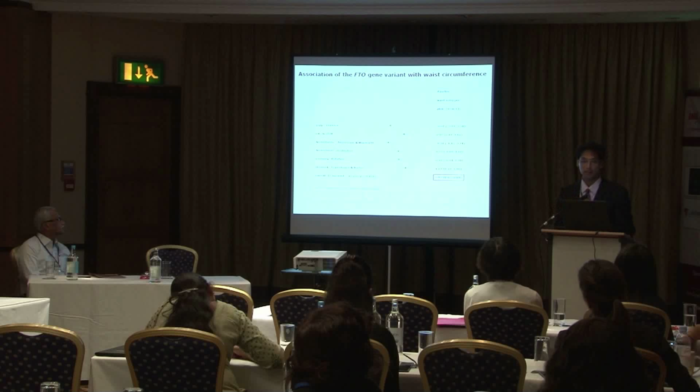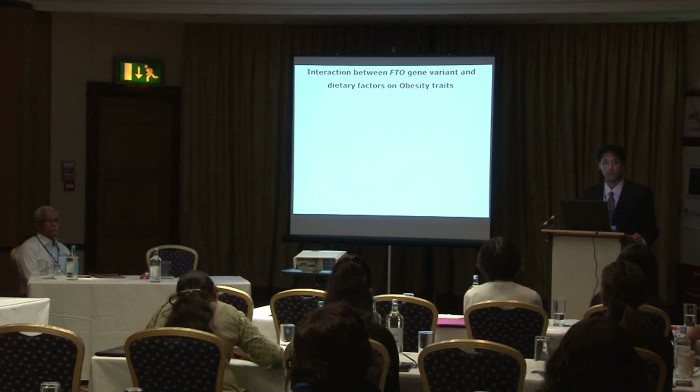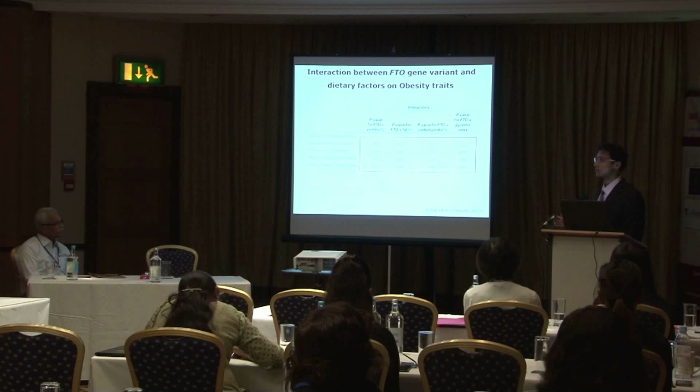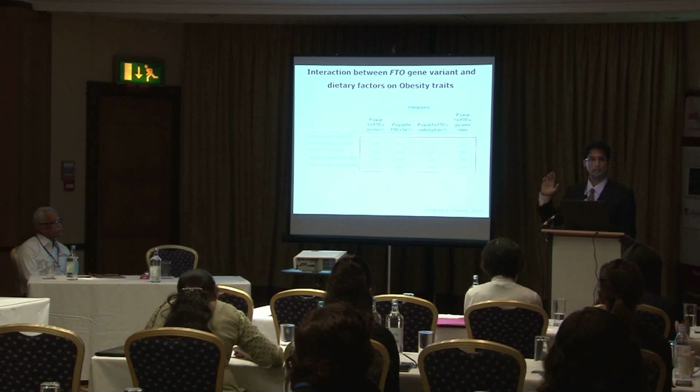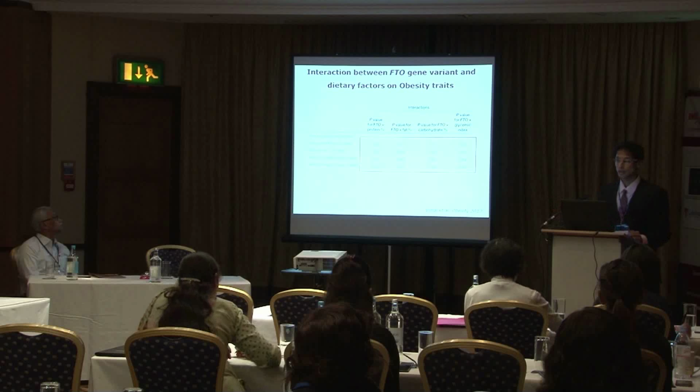So having seen that the main effects were statistically significant, next we went on to test for the interaction effects. We tested for the interaction with protein percentage, carbohydrate percentage, fat percentage, and glycemic index. And to our surprise, we found that none of the interactions were statistically significant. These numbers that you see over here are the p-values for interaction. And we found that the FTO gene-dietary factor interaction was not statistically significant. So on one side, we see that the FTO gene interacts with physical activity, but on the other side, we see that the FTO gene does not interact with dietary factors.